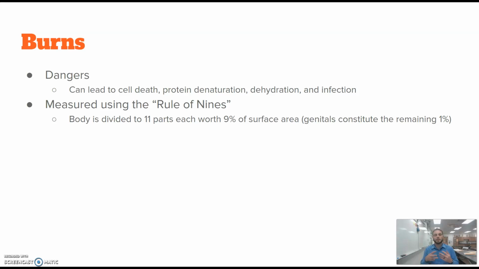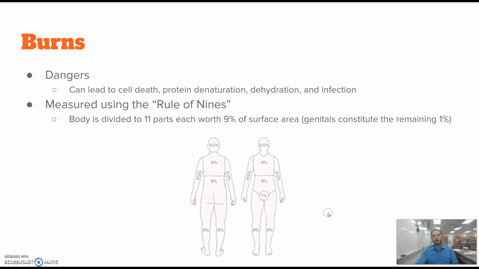So for measuring how much of your skin is burned, we use this rule of nines. So 11 parts, each with 9%, and then the genitals constitute the last 1% to give you 100%. We can see here, your entire head is approximately 9% of your skin. So 4.5% on the front, 4.5% on the back.